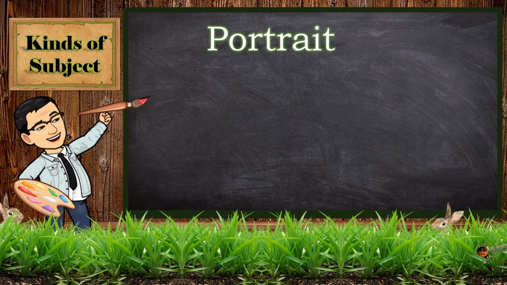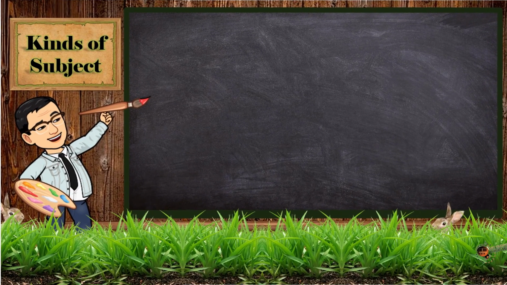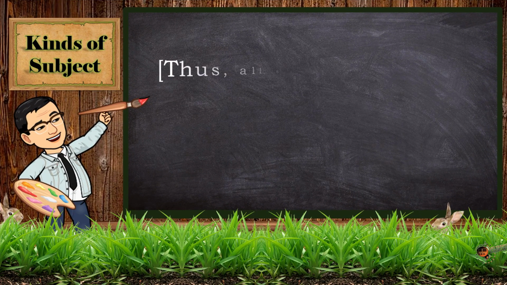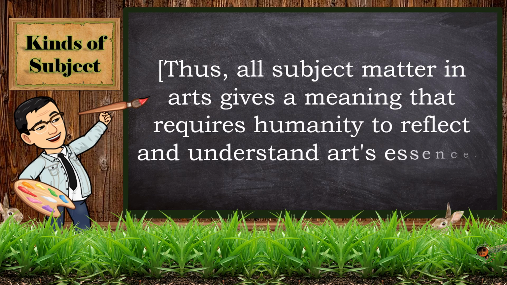Another example: portrait in art. A portrait is a depiction of a certain individual. A self-portrait is a portrait taken by the artist themselves. Thus, all subject matter in arts gives a meaning that requires humanity to reflect and understand art's essence.